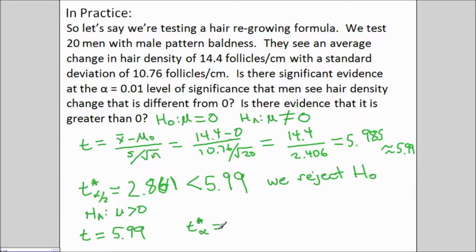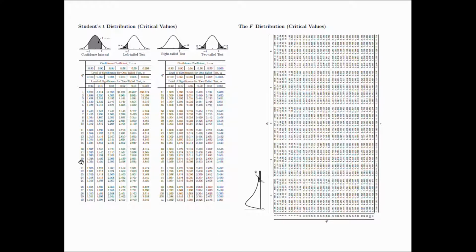So let's go to the table. We're still dealing with 19 degrees of freedom, but here, rather than using the two-tailed test 0.01, we use this section for one-tailed test. We're testing in one direction to see if it's greater than or less than. So 0.01 for one-tailed test is this column, and we see it's actually 2.539.